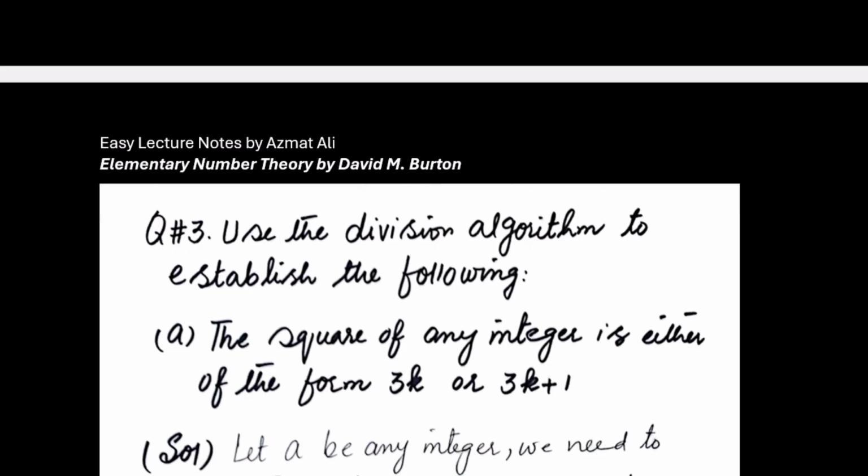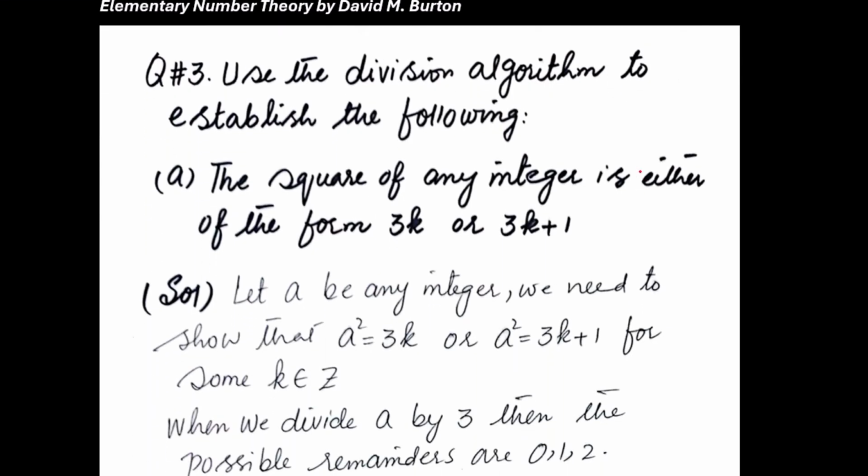Question number 3. Use the division algorithm to establish the following. The square of any integer is either of the form 3k or 3k plus 1. This question says, if you have any integer a, then its square is always of the form 3k or 3k plus 1. Let a be an integer. We need to show that its square is either of the form 3k or 3k plus 1.